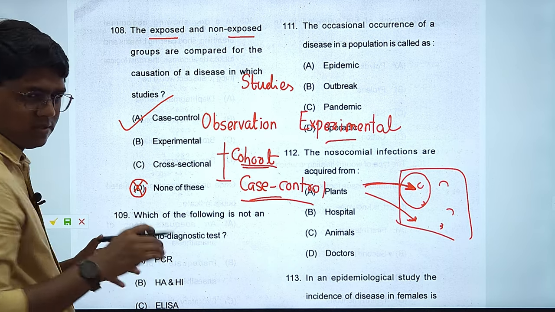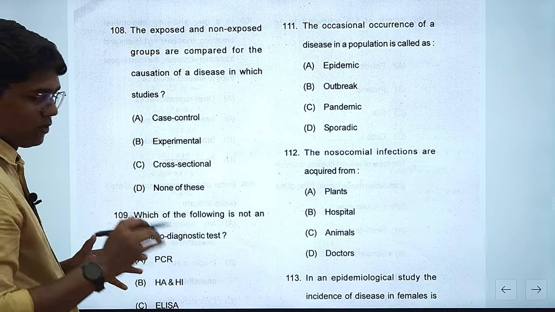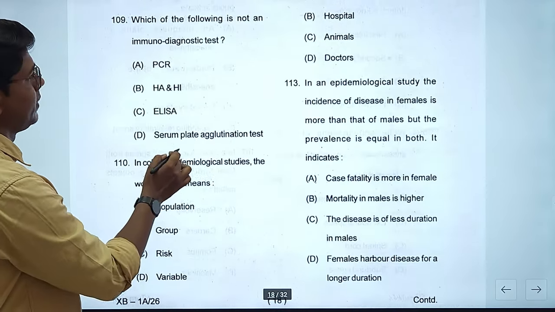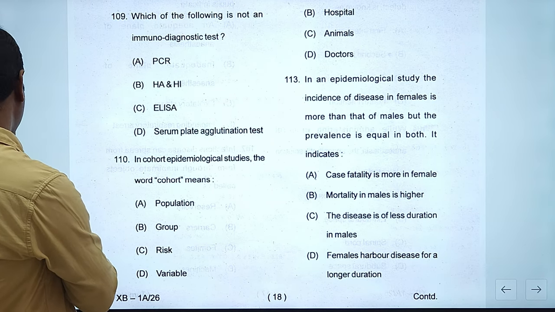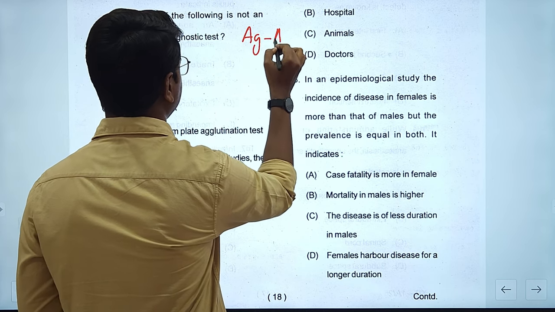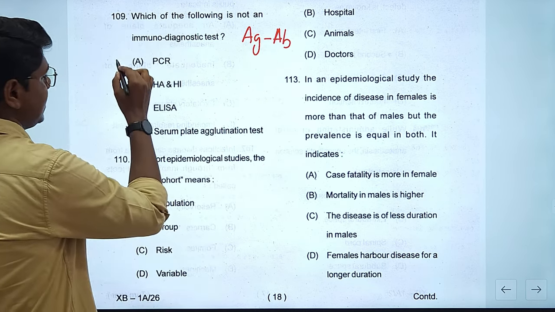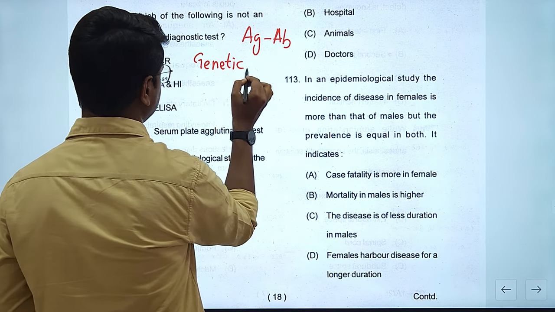If you are into epidemiology, knowing this will be very helpful to answer correctly. Which of the following is not an immunodiagnostic test? Immunodiagnostic tests are basically antigen-antibody tests. So the answer is PCR. PCR uses genetic material for studies.